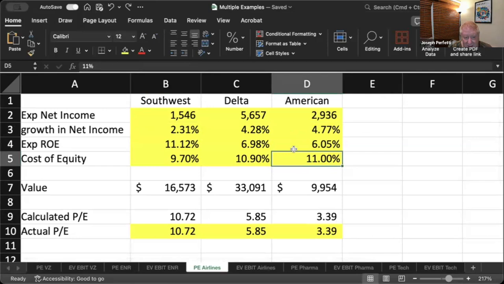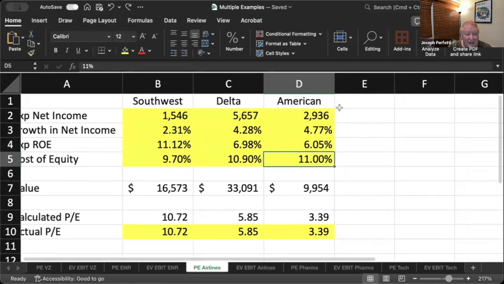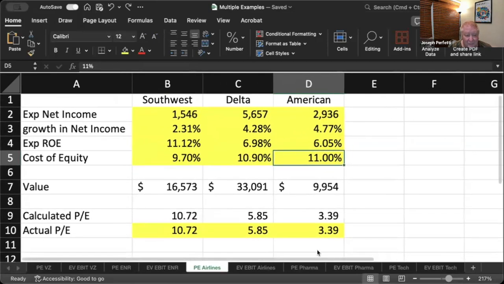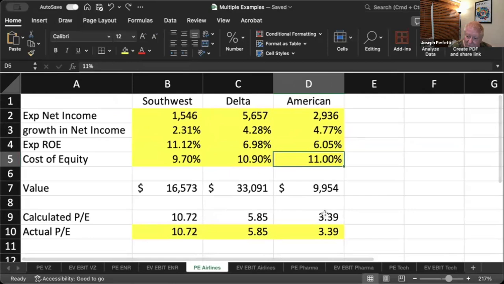That's hurting the PE. And American has the highest cost of equity. That is further reducing their PE. So all three things: they're growing the negative spread, they have a negative spread, and they have the highest risk. That is why American is trading at a discount to Southwest. Questions? That's the analysis you're going to have to do for PE.